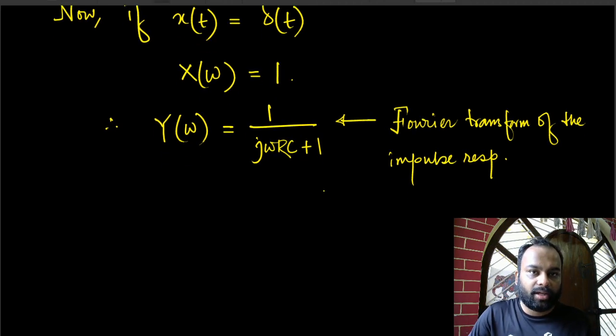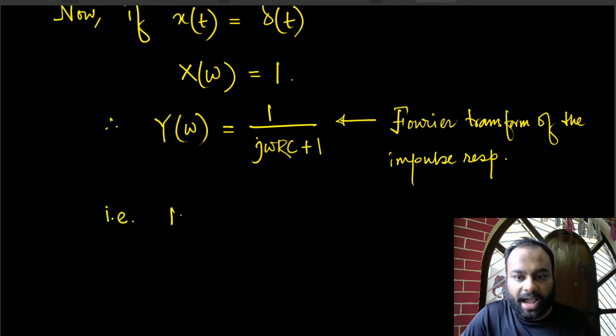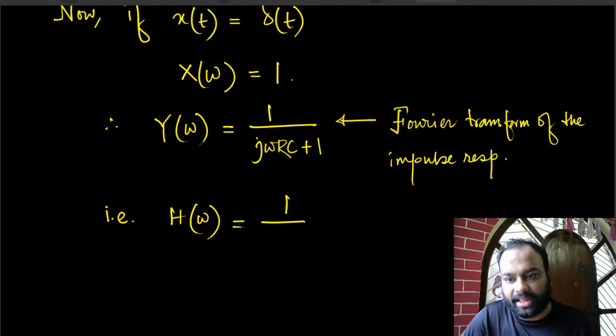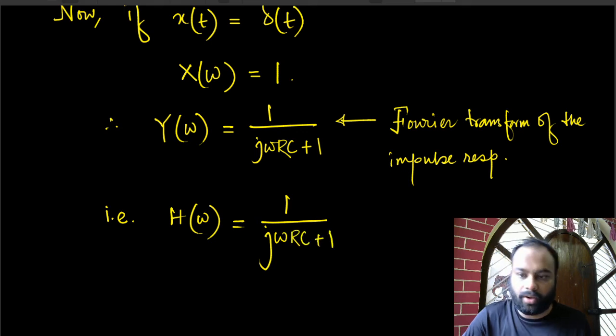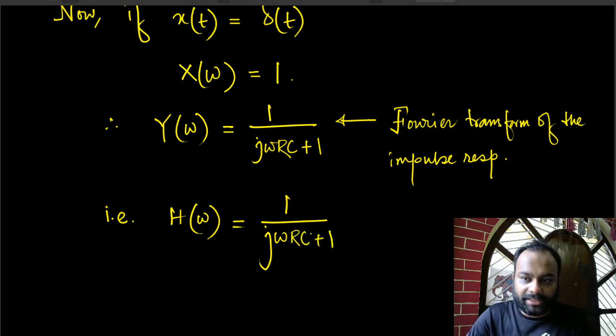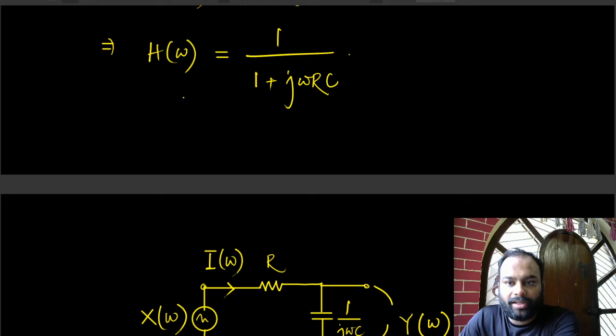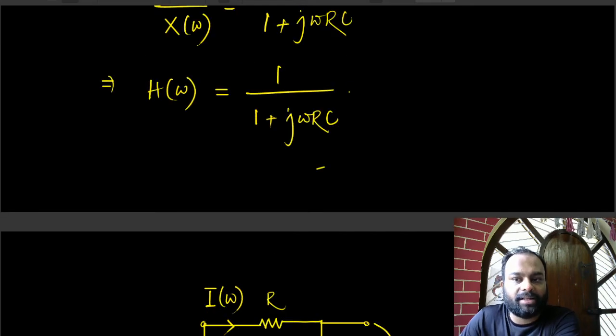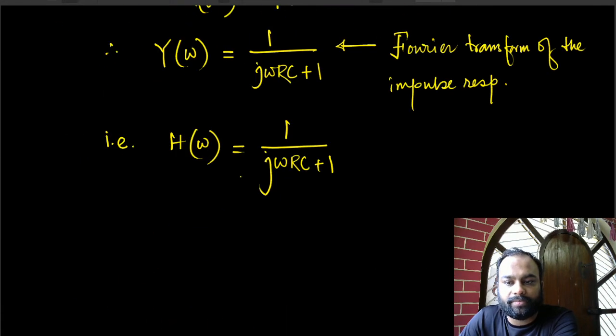So how do I write the Fourier transform of the impulse response? I write it as H(ω). That's the Fourier transform of the impulse response, and this is the representation. So we use H(ω) to represent the Fourier transform of the impulse response. So that is what I said here. Why? This is the reason.